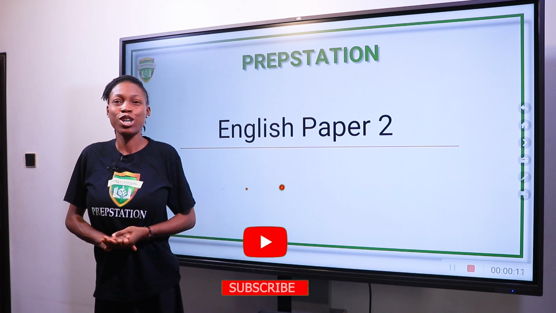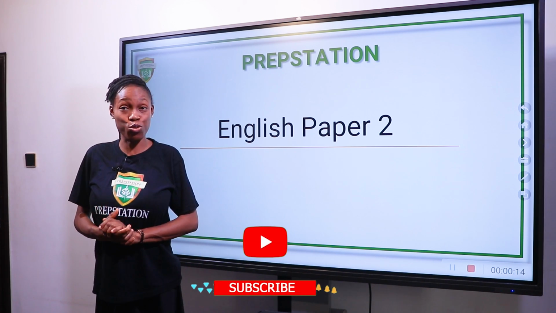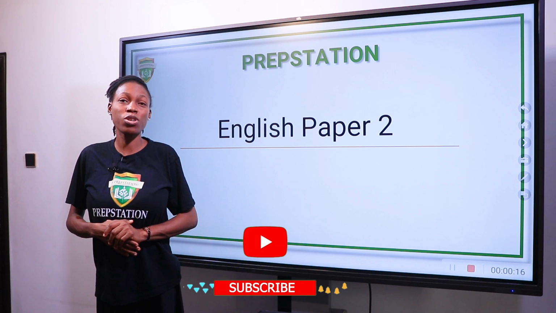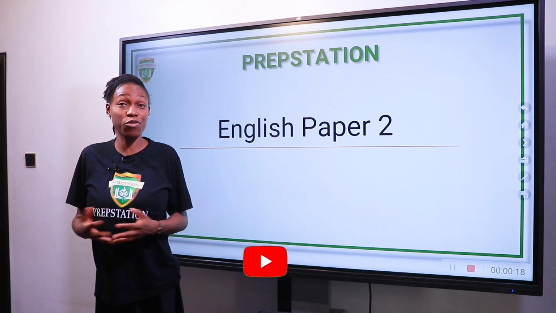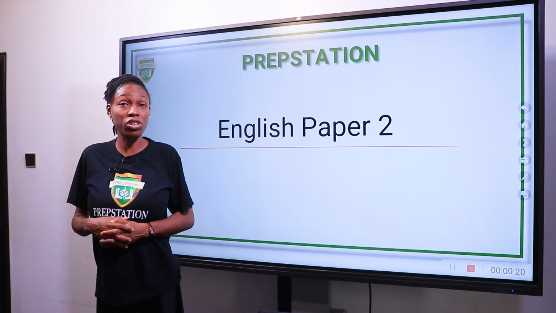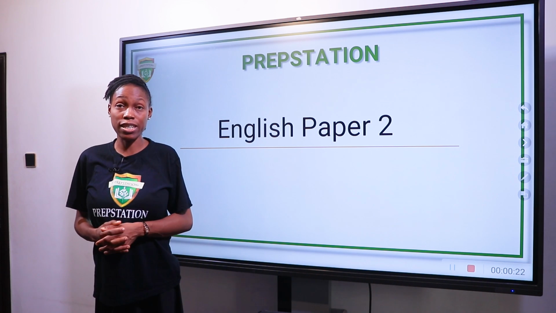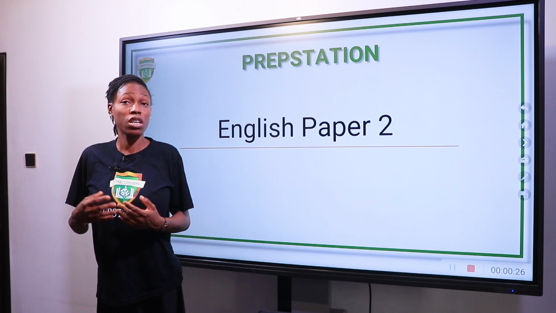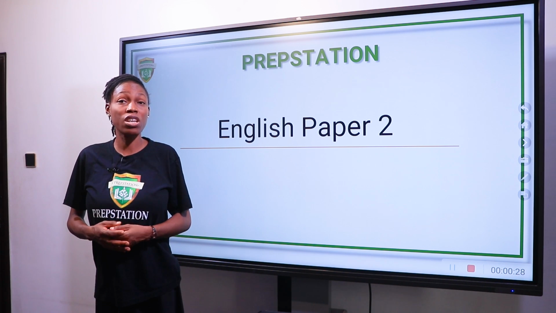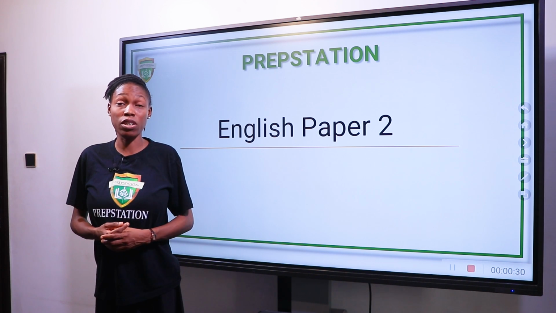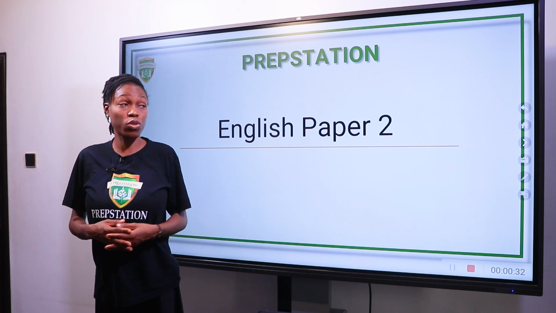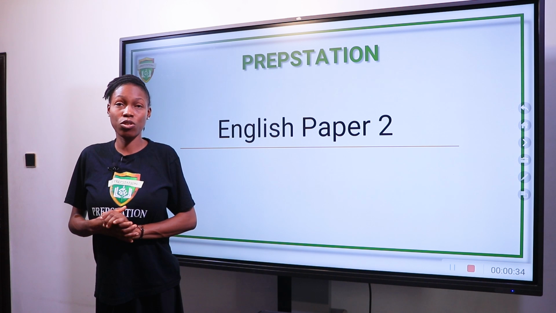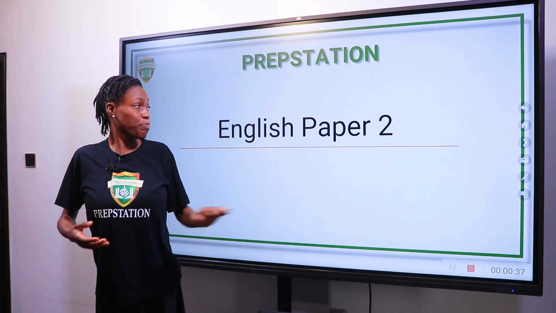Welcome back. We'll begin with English Paper 2. And English Paper 2 is basically the objectives aspect of English language. So you're tested, like I said earlier, on synonyms, antonyms, idiomatic expressions, and other aspects of grammar, then registers as well. So we're going to look at these sets of questions.